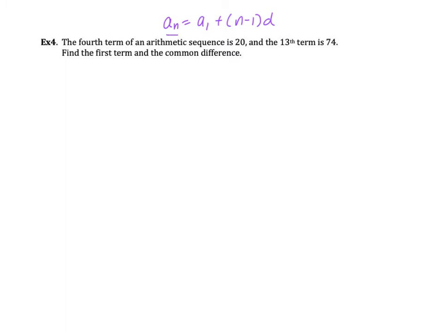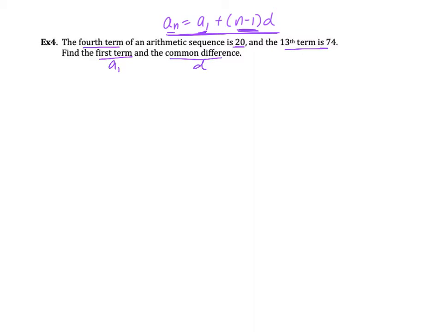So here's the formula that we know is what we use for arithmetic sequences. A stands for arithmetic. So to get the nth term, you would take the first term and add to it n minus 1 common differences. So n minus 1 times d. It says we have the fourth term of an arithmetic sequence, and we know that that value is 20. And we know that the 13th term of the sequence is 74. We need to find the first term, a sub 1, and the common difference, which is d. So we don't know either of those things.